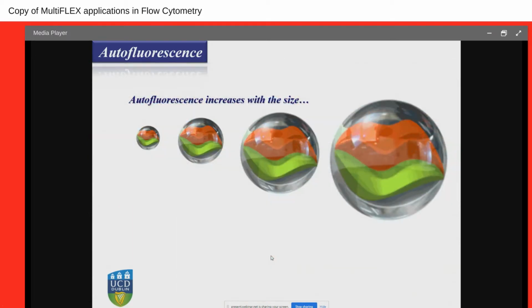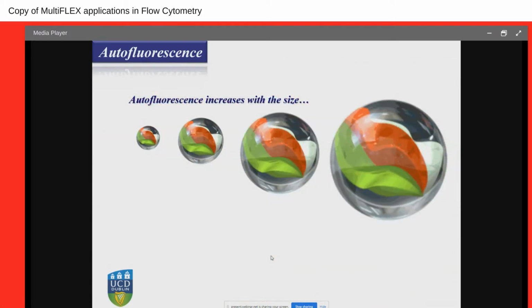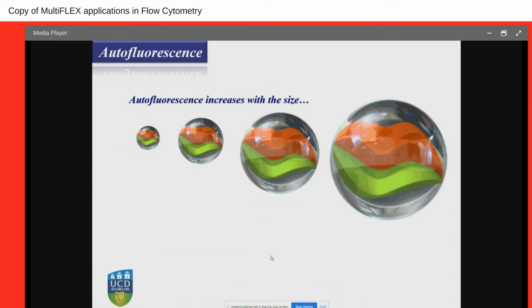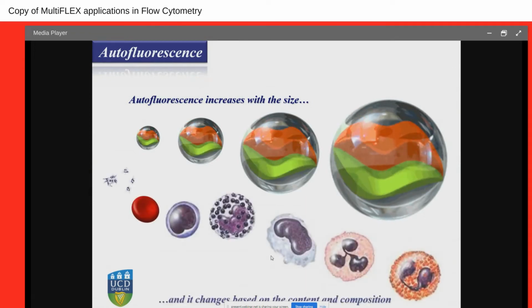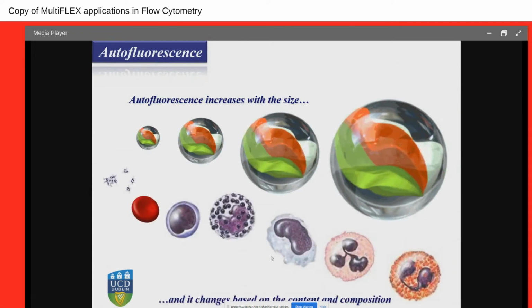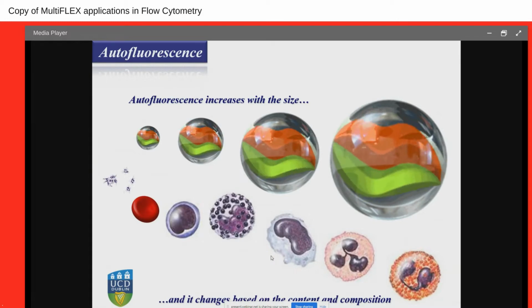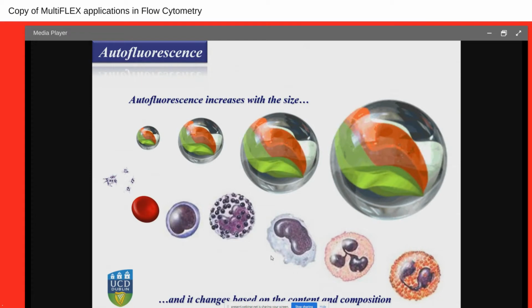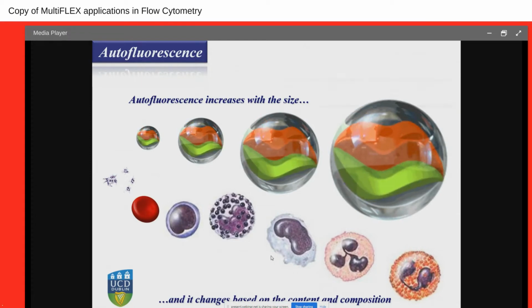And there are many things affecting this autofluorescence. For instance, the size. Not just the size, also the composition, the content of these cells, how many vesicles you have. That will change that autofluorescence level as well. And these are things that we need to consider when we are doing any kind of analysis.